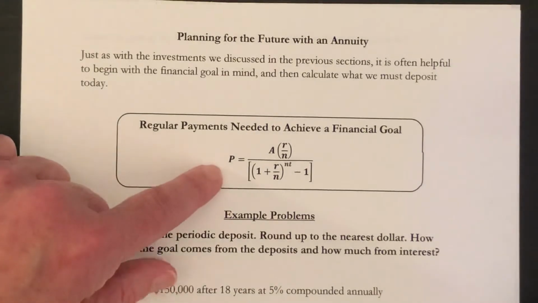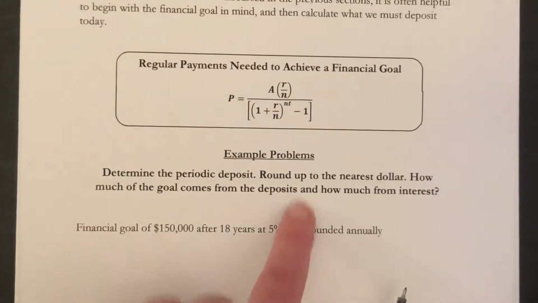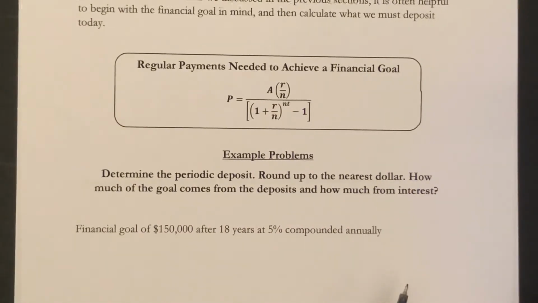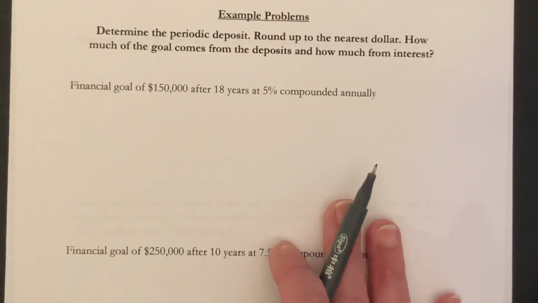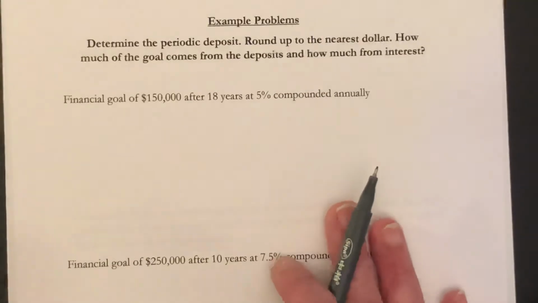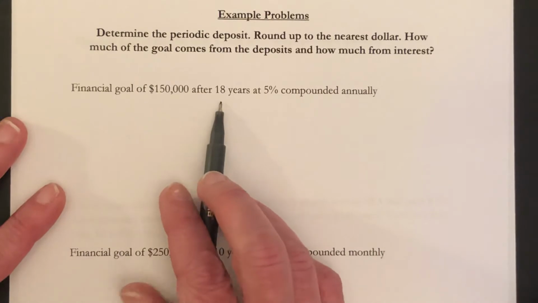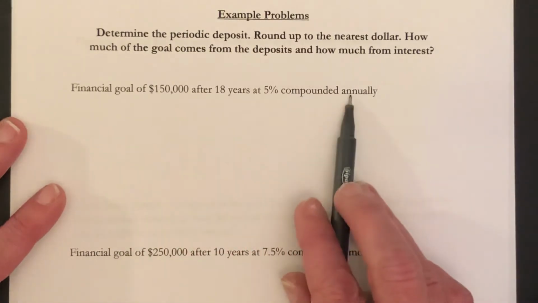We're going to be plugging into this formula and figuring out how much we need to invest starting now to reach our goal. And just like in the other problems, we are always going to be rounding up to the nearest dollar, just to make sure that we do end up having enough saved and we are not short by any amount. Okay? So determine the periodic deposit and round up to the nearest dollar, how much of the goal comes from deposits and how much from interest. Okay? So we want to end up with $150,000 after 18 years, and we can invest at 5% compounded annually.